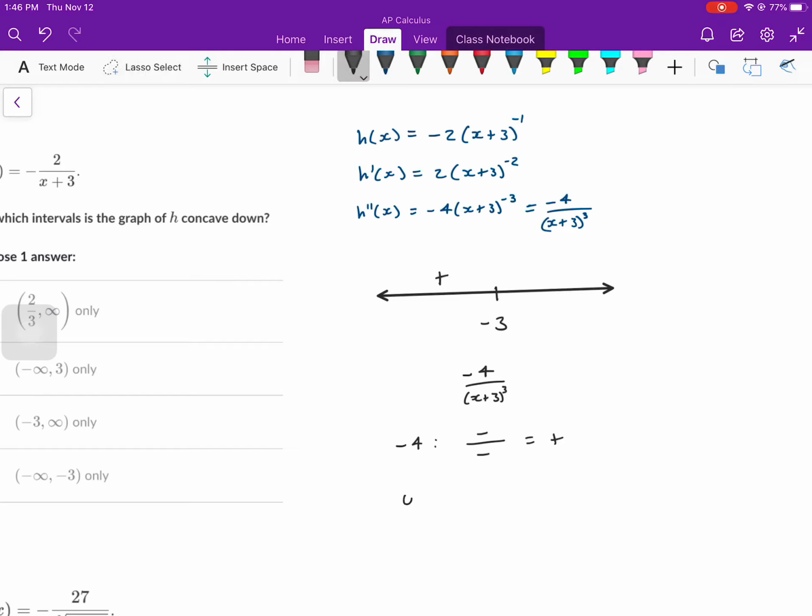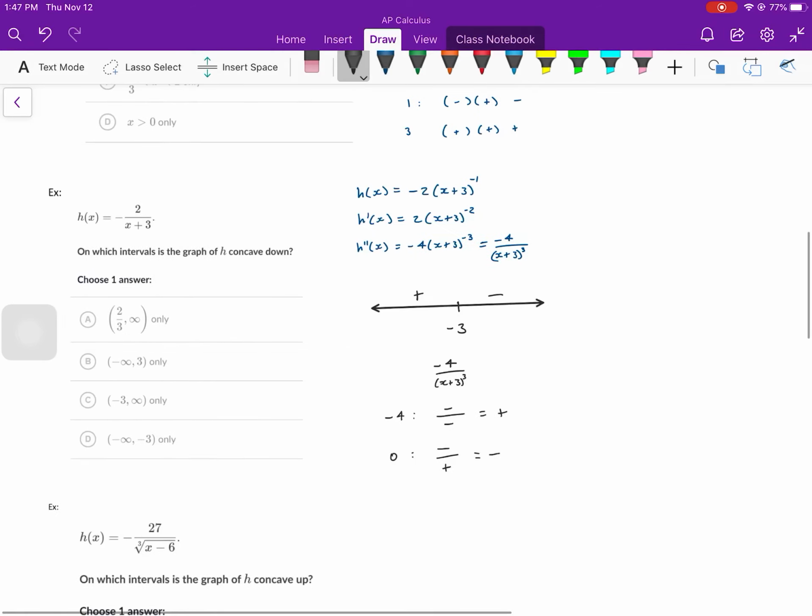Then if we plug in 0, something to the right of negative 3, negative on the top, because it's negative 4, over 3 squared, or 3 cubed, is positive. So that's going to be negative. So when's it concave down? Everywhere to the right of negative 3. So negative 3 and to the right.